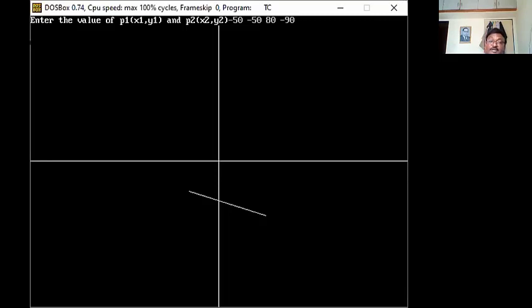But here, suppose I need to change the color of the line. So what is the modification you are going to perform in this algorithm then? Can anybody tell?